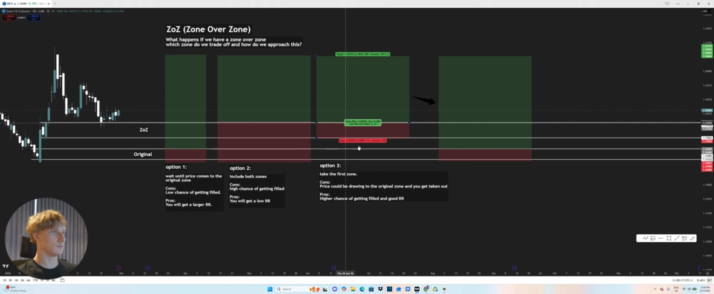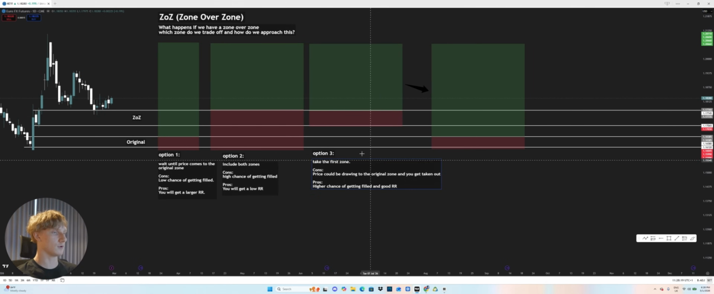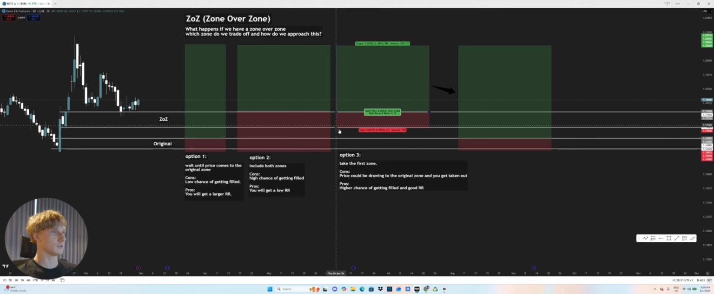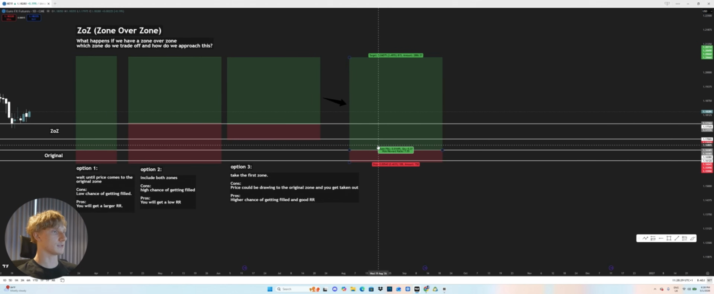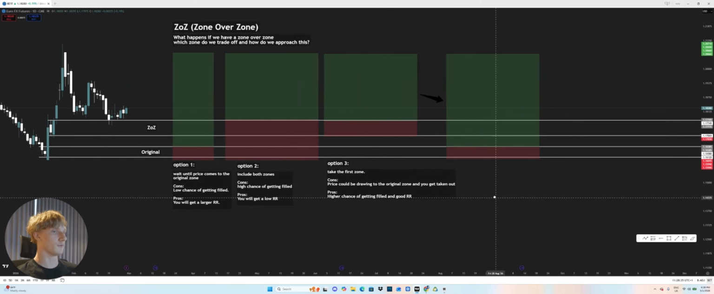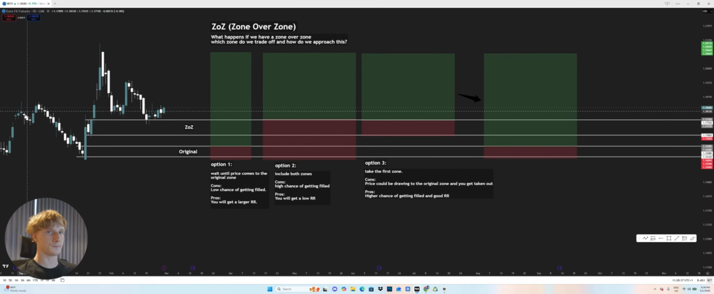Option number three, this is the one that I usually do. So I'll take the first zone. And the con, if for whatever reason price is drawing to the original zone and I get taken out here, well, then that's fine because I can just give it another attempt, right, at this original zone. And because we're targeting a big RR, the loss from this position will be made up from this position with profits. So, yeah.